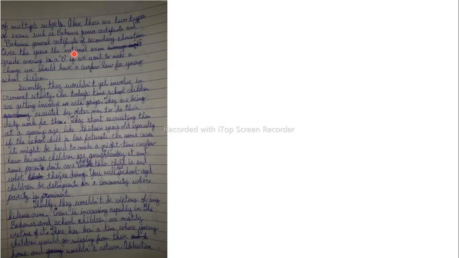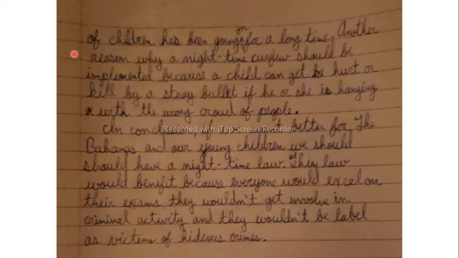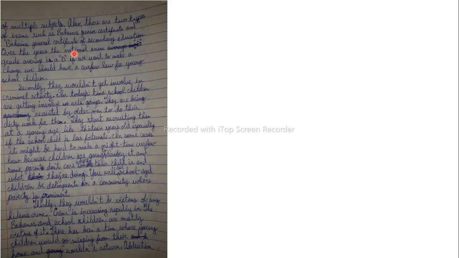So the question: recently it has been suggested that there should be a nighttime curfew law for school-aged children in the Bahamas. Do you agree or disagree? Give reasons for your answer. First thing: I don't see any plan here, so we can't mark a plan. We just have to start with the introduction.